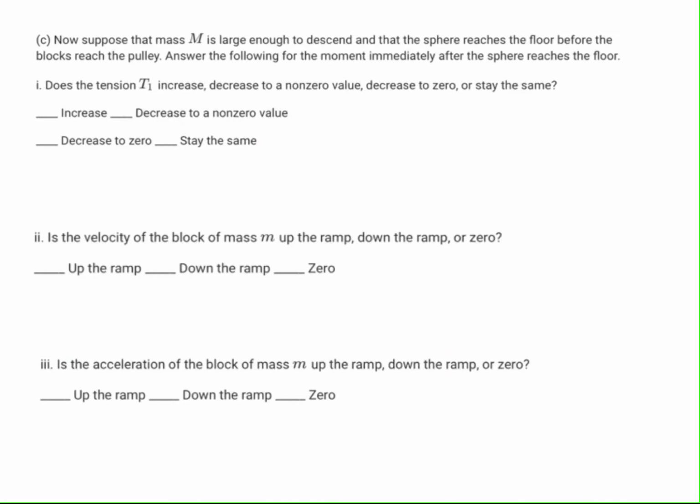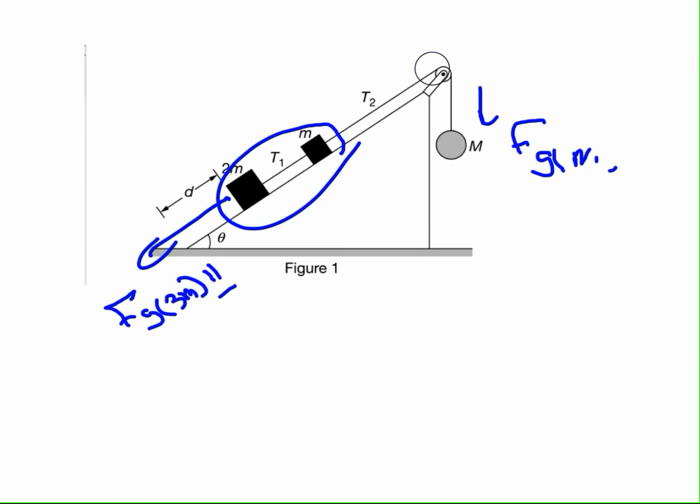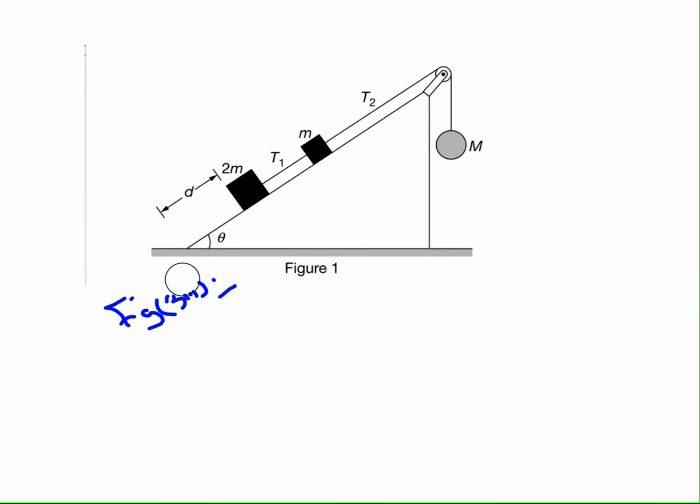Now, we're getting into C. C changes things up a little bit. It says, now suppose that M is large enough to descend so that the sphere reaches the floor before the blocks reach the pulley. Answer the following for the moment immediately after the sphere reaches the floor. Okay, so let's go back and look at our picture here. They're talking about immediately after this guy goes thunk and hits the ground. So after that happens, there's no forward driving force anymore.